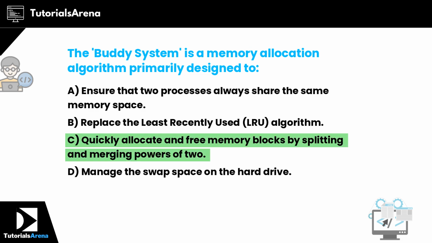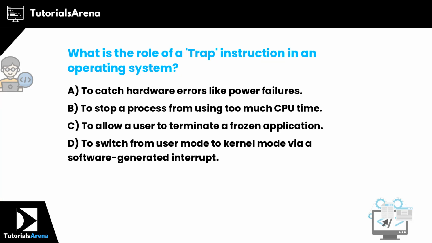The correct answer is option C, quickly allocate and free memory blocks by splitting and merging powers of 2. What is the role of a trap instruction in an operating system? The correct answer is option D. To switch from user mode to kernel mode via a software-generated interrupt.